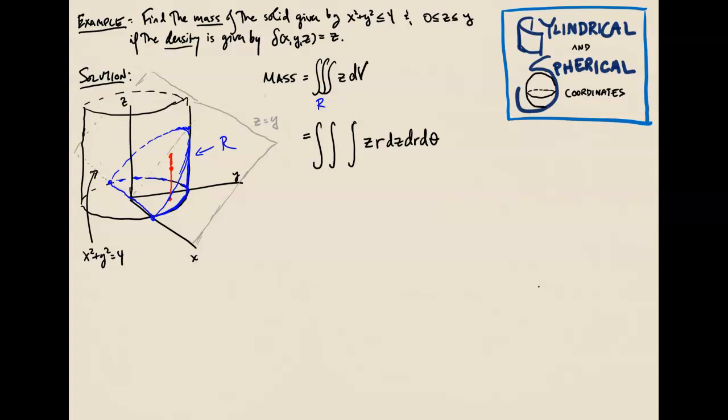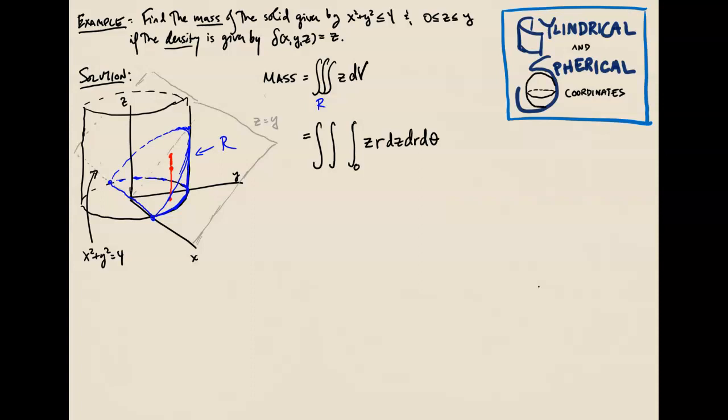Well, the lower one is obvious. Obviously, I'm starting down here where z is 0. But what about the upper one? Well, I go until I reach this plane, z equals y. So you might say, aha, I want to put y there. But no, I don't want to put y there because everything over here is supposed to be in terms of cylindrical coordinates. And y is not one of the cylindrical coordinates. Too bad. What can I do?